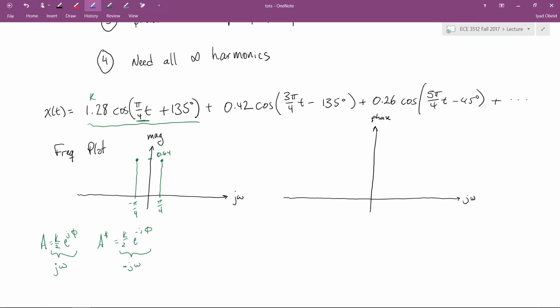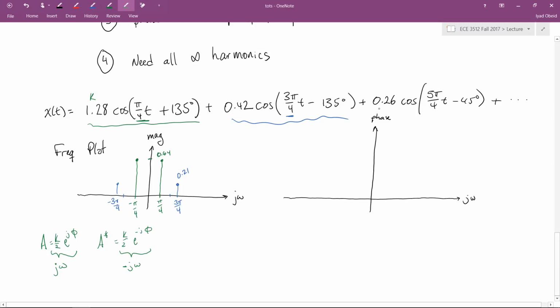Now we can look at the third harmonic. The third harmonic has energy at 3 pi over 4. How much energy does it have? It has half of 0.42, so that's 0.21, and that's at frequency 3 pi over 4 radians per second. And then I'll do the same thing over here at negative 3 pi over 4, and the blue will be that one.